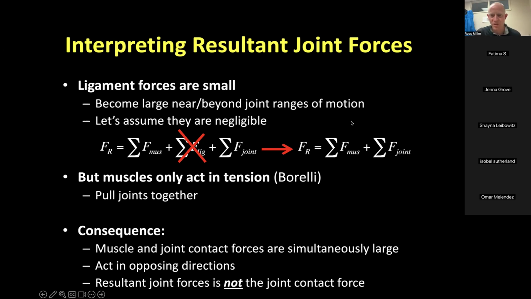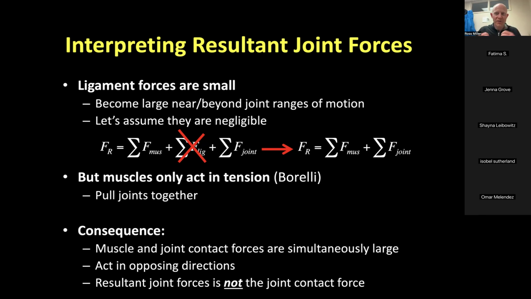So I could get a net resultant force here of zero, and it doesn't necessarily mean my muscle forces are zero, or that my contact forces are zero. Most of the time, it's going to mean that they're both really big by unknown amounts and just in opposite directions. The long and short of it is that because these muscle and joint contact forces are both simultaneously large and act physiologically in opposite directions, one tensile, one compressive, the resultant joint force is not as tempting as it might be.